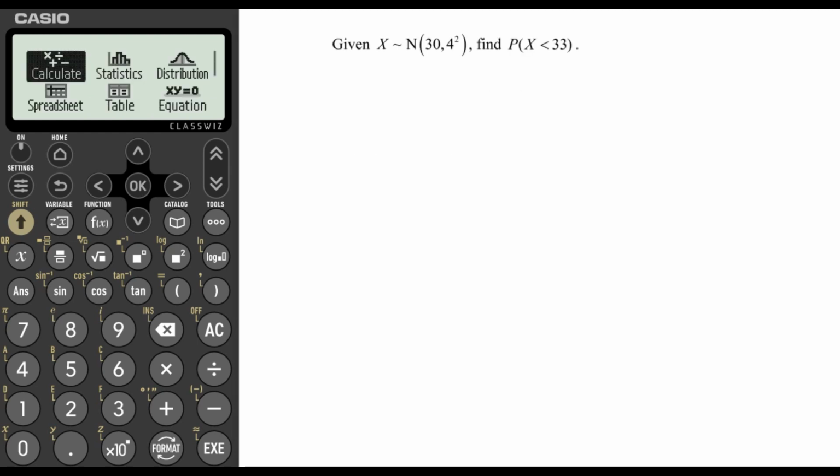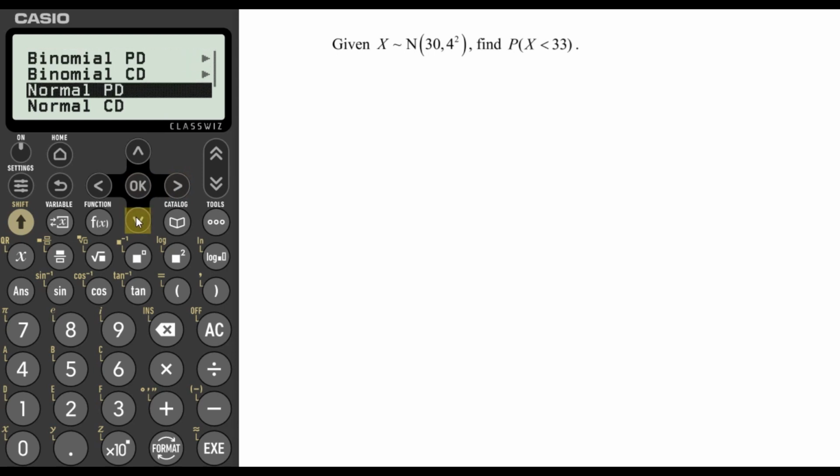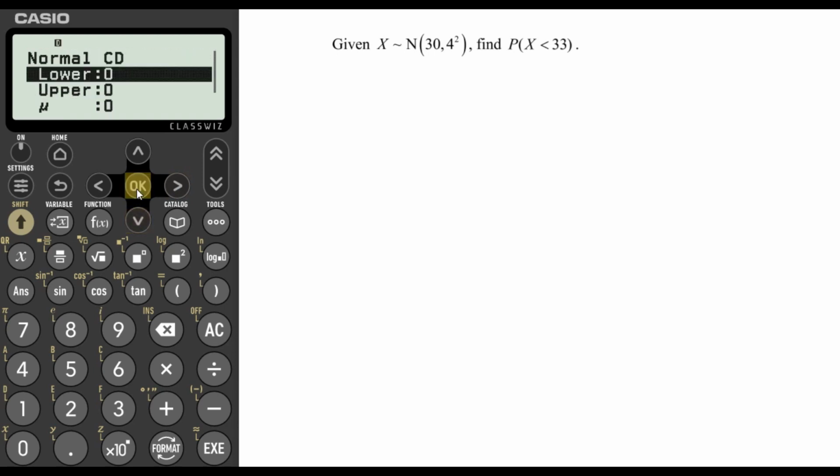We can use our calculator to work out normal distributions. Now in this example, we are given that x is normally distributed with parameters 30 and 4 squared, and with this we have to find the probability that x is less than 33. From the main menu, if we go to the distribution sub-menu, we have to go to normal CD.